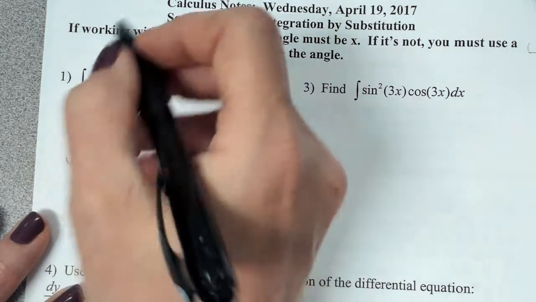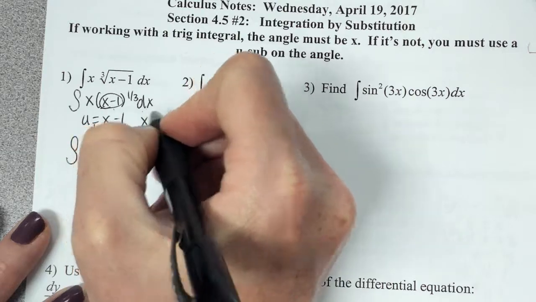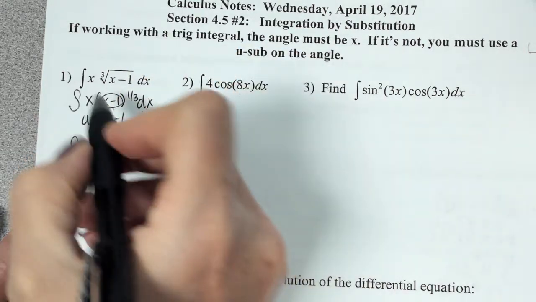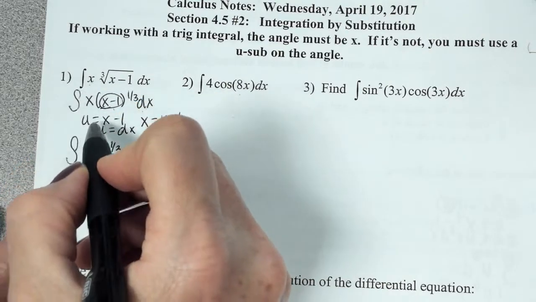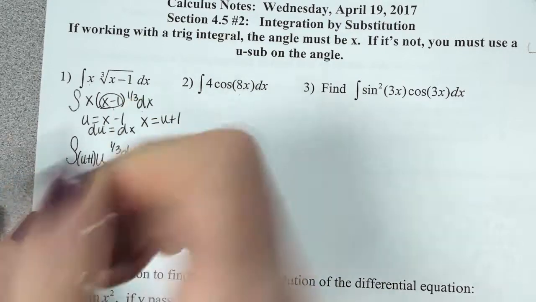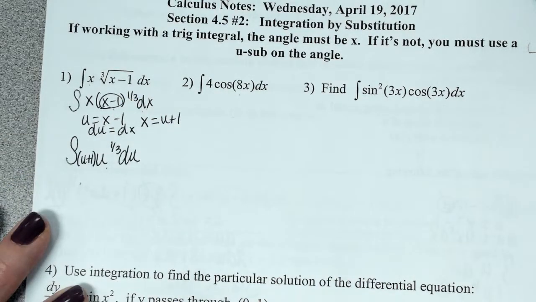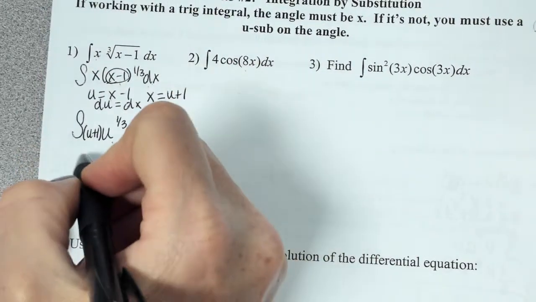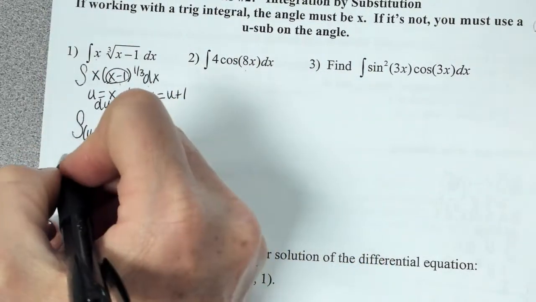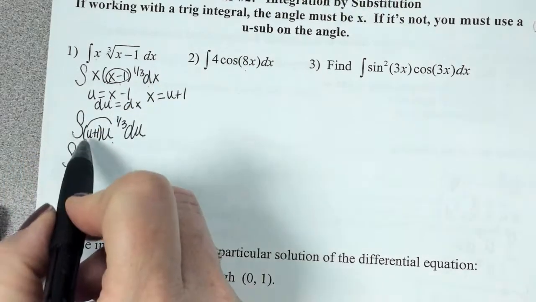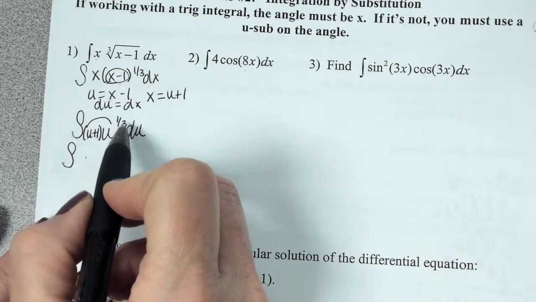So if we replace this for x, what are we going to have? X would be what? U plus 1, right? So now, in this x position right here, I would have to put in u plus 1. And that should solve our problems. We should now be able to fix this up so we can integrate. Here's how we do it. I can now distribute. So u to the first times u to the 1/3.